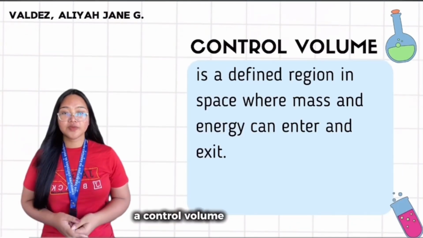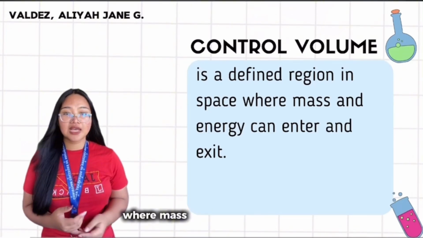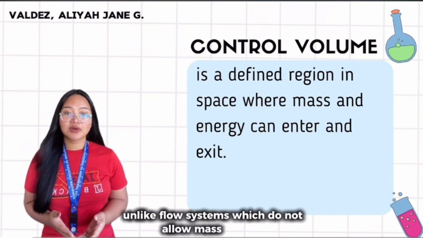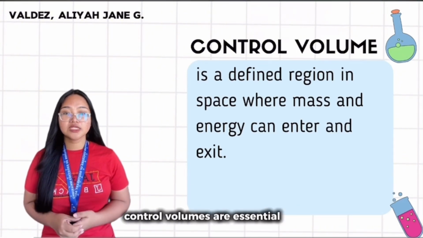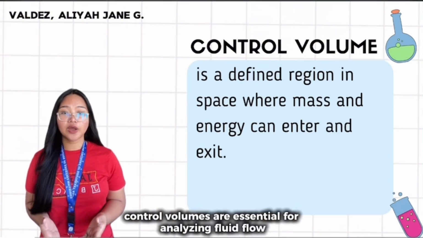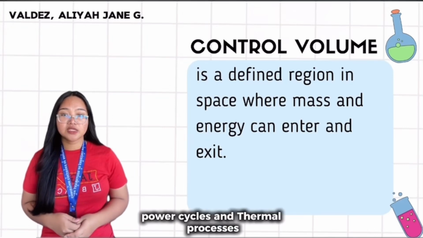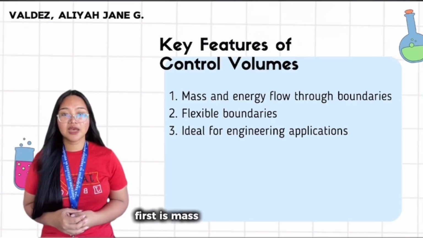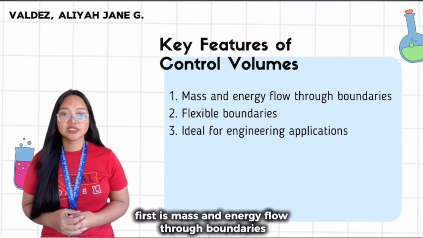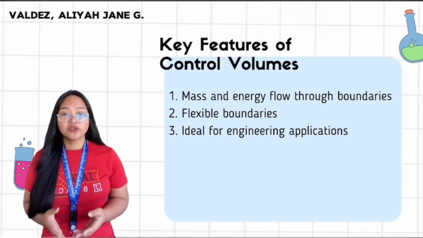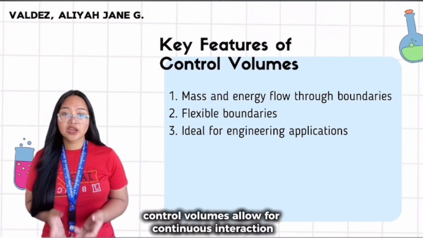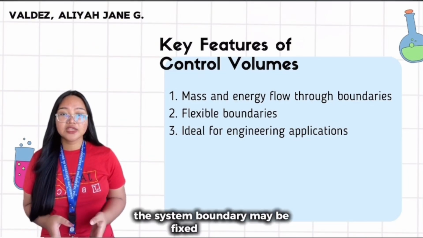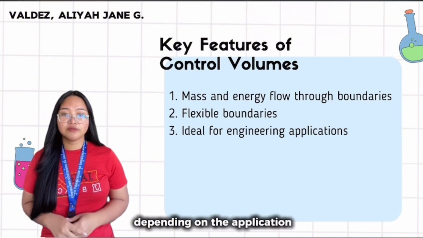A control volume is a defined region in space where mass and energy can enter and exit. Unlike closed systems, which do not allow mass transfer, control volumes are essential for analyzing fluid flow, power cycles, and thermal processes. There are a few key features of control volumes. First is mass and energy flow through boundaries. Unlike closed systems, control volumes allow for continuous interaction. Second, flexible boundaries. The system boundary may be fixed or moving depending on the application.